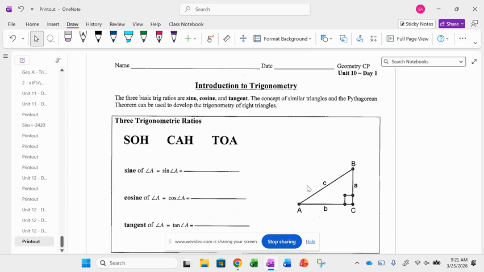It's saying in a right triangle, there's a special ratio that exists between the acute angles, meaning not the right angle, the other two angles of the triangle, and the different sides that are in the triangle. And so let's say angle A, for example. There's a special ratio between the side opposite angle A and the hypotenuse. And there's another special ratio between the side opposite angle A and the side adjacent to angle A.